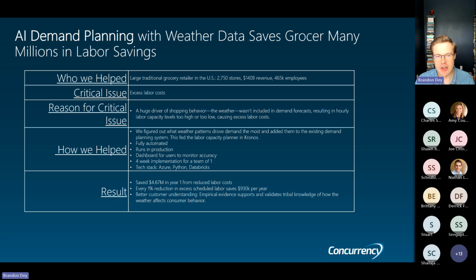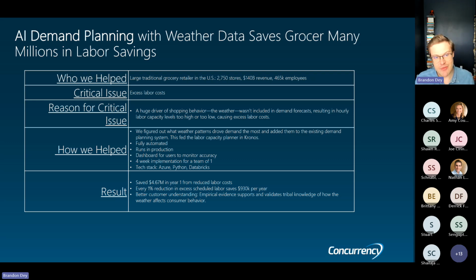And so they were evaluating if weather information, if included in the demand forecasts, could improve forecasts of how many people are going to show up and buy groceries, and if so, let's use those forecasts in our labor capacity planning, and then reduce how much we spend on labor and prevent those stockout situations.